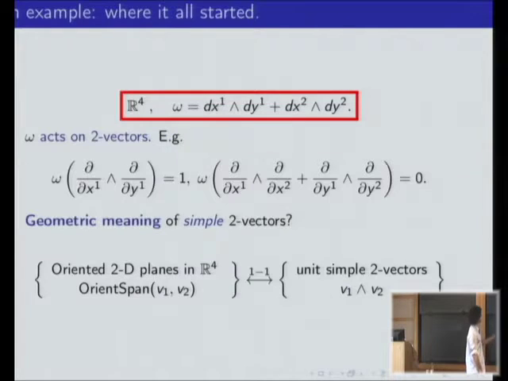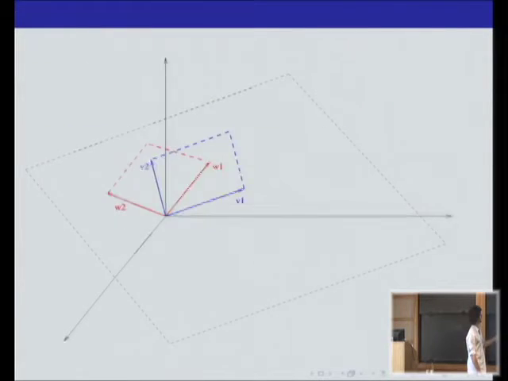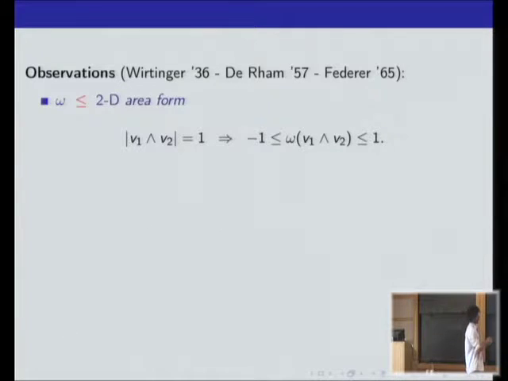So let's focus now on the form we have, omega, the symplectic form. And let's make this series of remarks that these things have been noticed by Wirtinger somehow implicitly. Then de Rham made them more explicit, and Federer, as we will see later, found a nice way of using them to answer some question in geometric measure theory.